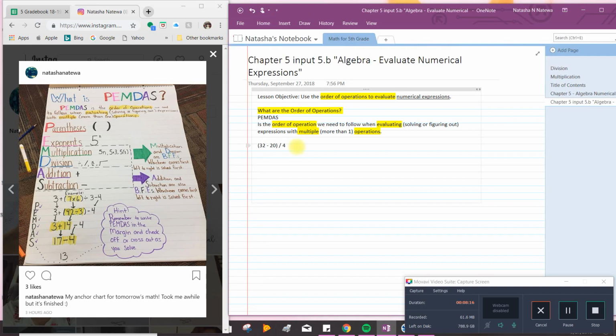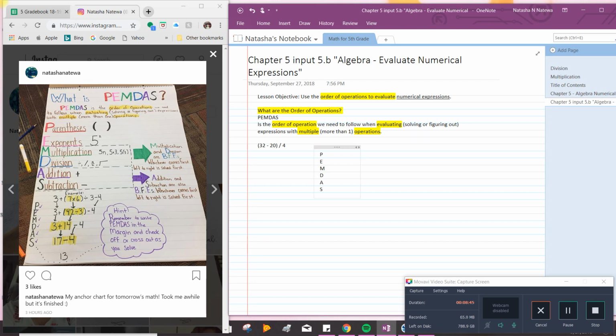Okay, so 32 divided by 4. With PEMDAS, now remember, if we look at our chart, the hint is remember to write PEMDAS in the margins and check off or cross out as you solve. So here's what it means by margins. You're going to write PEMDAS going down here. P, E, M, D, A, S.